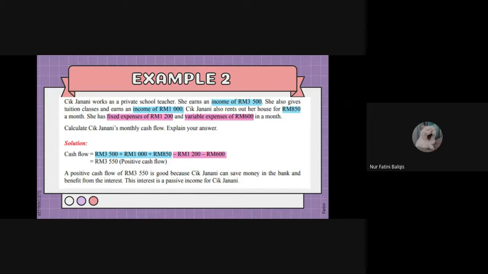A positive cash flow of 3,550 ringgit is good because Cik Janani can save money in the bank and benefit from the interest. This interest is a passive income for Cik Janani.